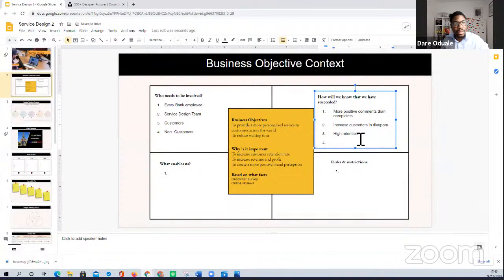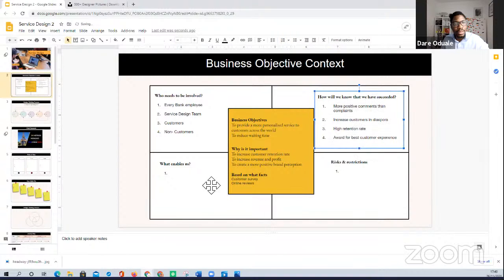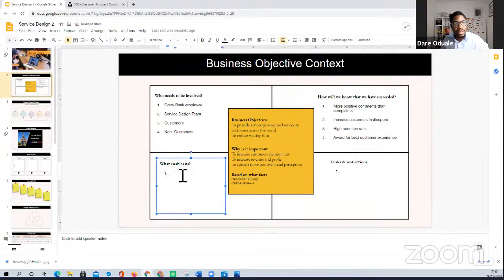Increased customers in diaspora, high retention rates. This one they can measure because they have their data that shows how many customers we had in the last year, how many of them are still trading with us, and all that. So these are some of the ways we can know. How else are we going to know? Another way we can know as well is an award for best customer experience. This is also another way, because by the time all those things have worked, if there's an award that everybody converts in the space, if we get that award, that means we've really done well.